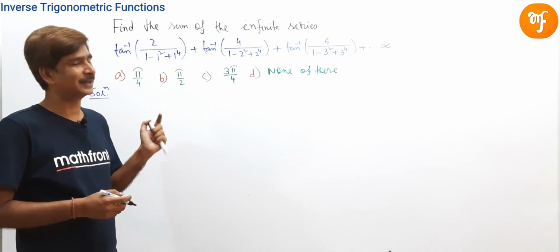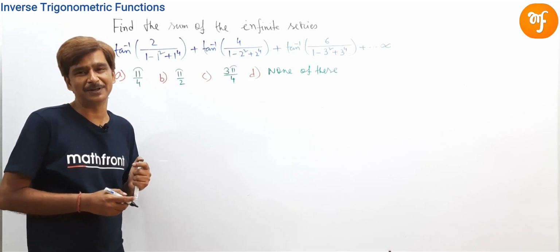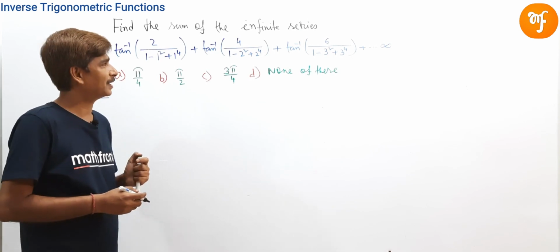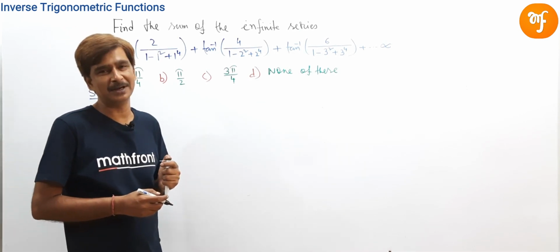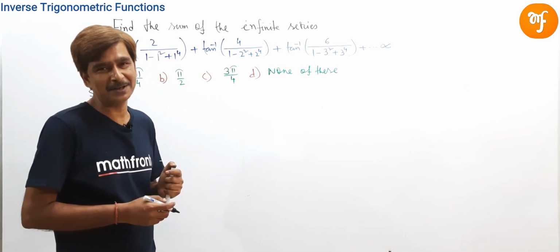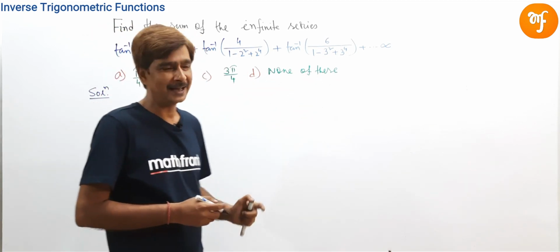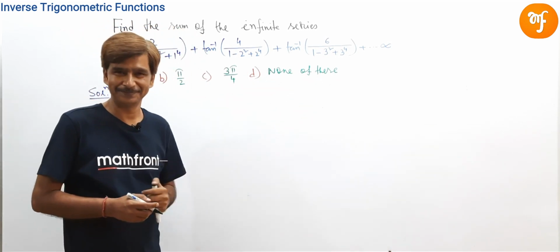Find the sum of the infinite series tan inverse of 2 divided by 1 minus 1 square plus 1 to the power 4, plus tan inverse of 4 divided by 1 minus 2 square plus 2 to the power 4, plus tan inverse of 6 divided by 1 minus 3 square plus 3 to the power 4, till infinite. Okay, and options are given on the board.